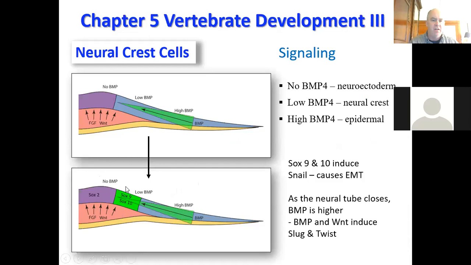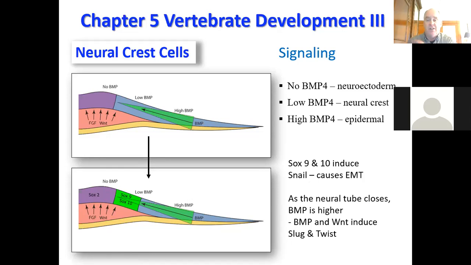Okay, so why do we get neural crest cells? That's because Wnt and FGF are making this ectodermal, but then you've got BMP4 coming from the lateral mesoderm, and we've got a gradient of BMP4. Where you have no BMP4, you've got SOX2 being expressed. Where you've got high BMP4, you don't have any of the SOX genes expressed. But where you've got weak BMP signaling, but you still have FGF, Wnt, and BMP, you're getting SOX9 and SOX10. And that brings up Snail. And Snail is going to cause that epithelial to mesenchymal transition.